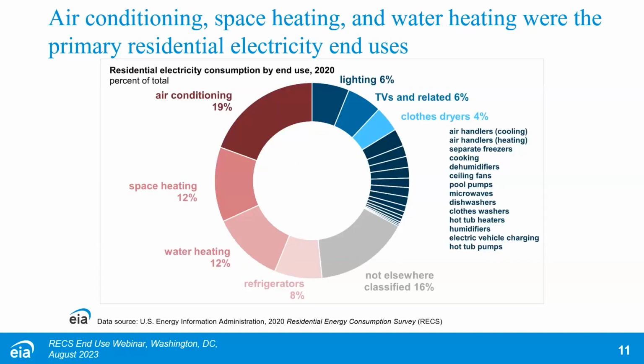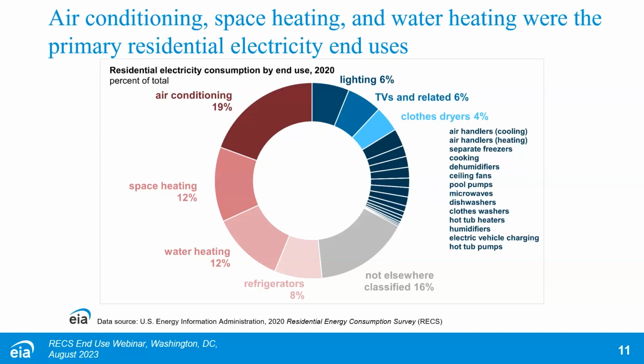So now I'd like to turn to some of our end use estimates. We refer to this graphic as the donut. And this particular donut is showing us the distribution of electricity end uses. As you can see, air conditioning is the most intensive electricity end use, accounting for 19% of total US residential electricity consumption in 2020. And this isn't surprising, given that 89% of US households used air conditioning, and residential air conditioning equipment uses electricity almost exclusively.